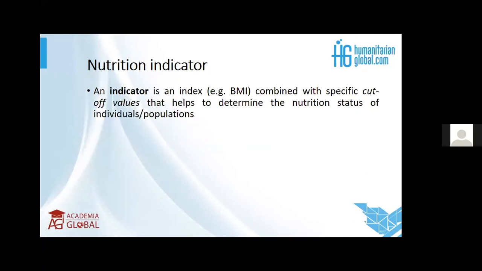So a nutritional indicator is when we combine the index with a specific cutoff point, which will help us to determine the nutrition status of the individual or the population. We'll give an example here.